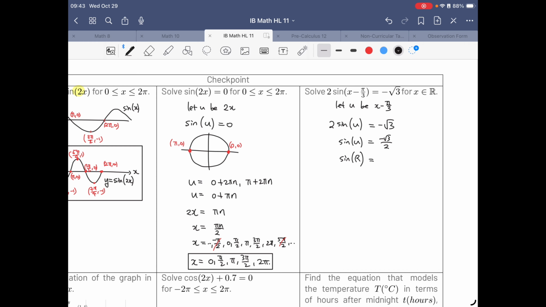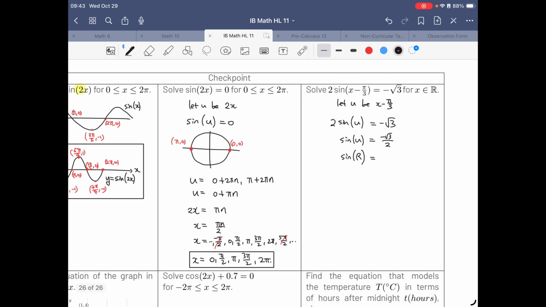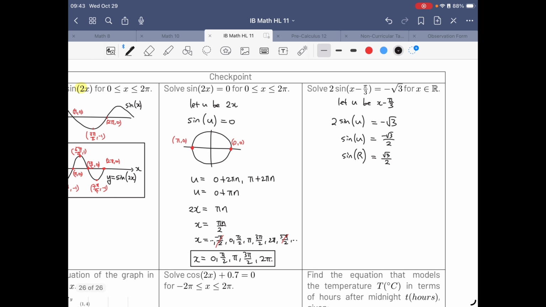So the r is the reference angle, and I'm going to first solve the reference angle, and when I'm doing that I'm going to change the negative square root 3 over 2 to positive square root 3 over 2. So now if I solve for r, sine of r is equal to square root 3 over 2. I can use a special triangle for this case. Opposite is square root 3, hypotenuse is 2, and adjacent must be 1. This is one of the special triangles, and I do know that r is equal to pi over 3 in this case.